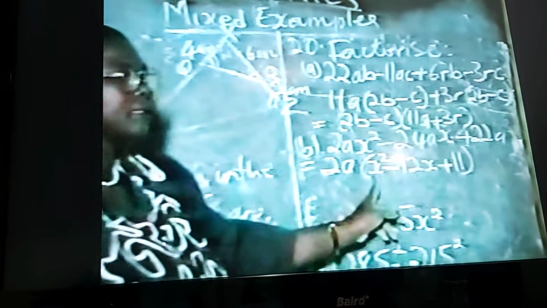into, you are left with x squared minus, 2A in 24AX will give you 12x. And then you are left with 22A divided by 2A. That will give us 11. And now we have our usual quadratic expression because the coefficient here is 1.